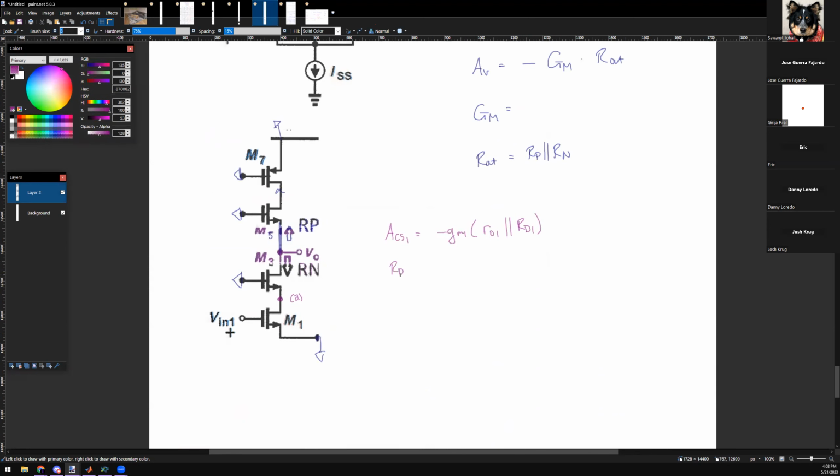So RD1 is equal to the impedance looking up into the drain. This is going to be a long time running. So here we go. RD1 is going to be the impedance looking into the source. If I look into the source, I will have R03 plus RD3 divided by 1 plus GM3 R03.